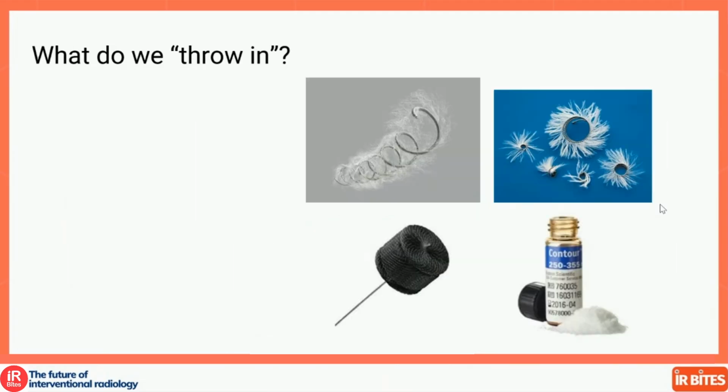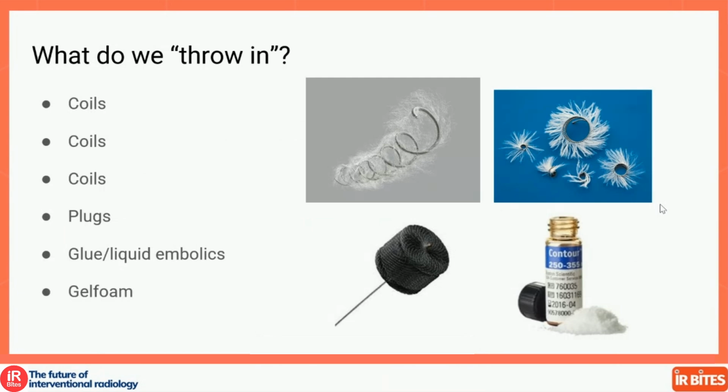So what do we throw in? In the case of acute GI bleeding where I work, the answer is coils, more coils, sometimes plugs, occasionally glue, other liquid embolics, and sometimes gel foam. Gel foam is hard to describe if you've not seen it, but it's a weird textured material that you can cut up into bits and mix with saline to create a slurry that you can then inject, and it blocks off the arteries.